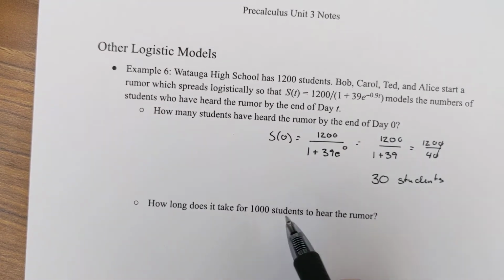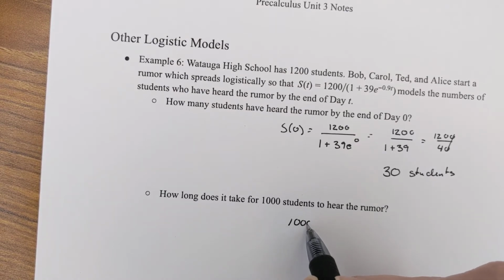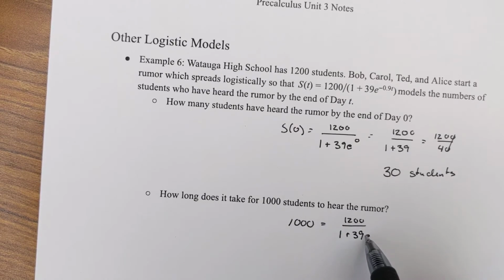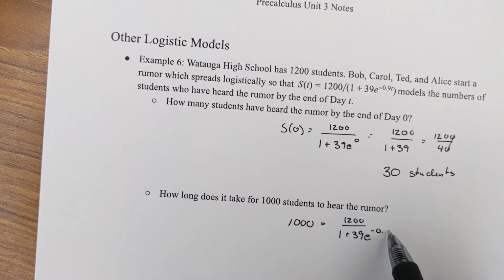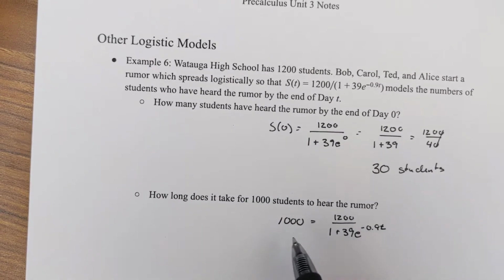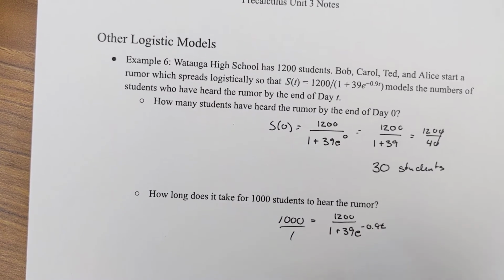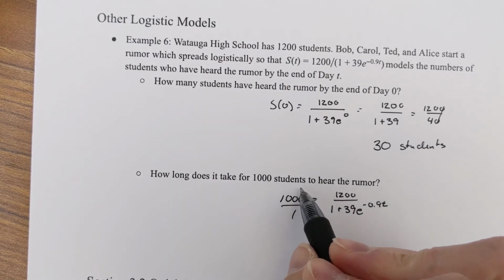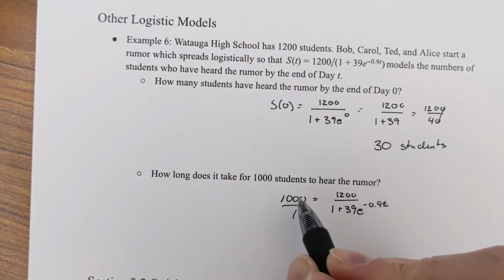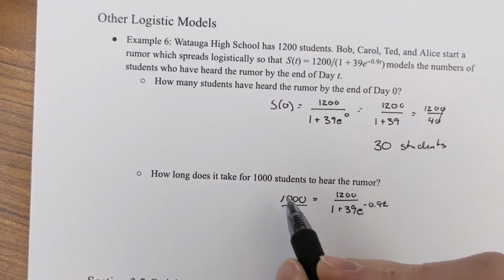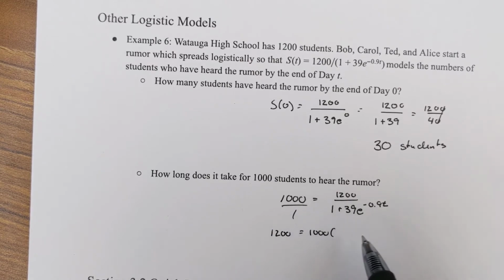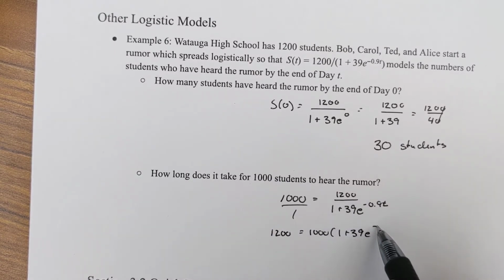How long does it take for 1,000 students? Okay, so 1,000 equals 1,200 over 1 plus 39 e to the negative 0.9t. Now I'm going to kind of cross products this problem. Do a little bit of math here in my head. So this is going to move up, and I'm multiplying the diagonal, and that's going to move out here. So 1,200 equals 1,000 times 1 plus 39e to the negative 0.9t.